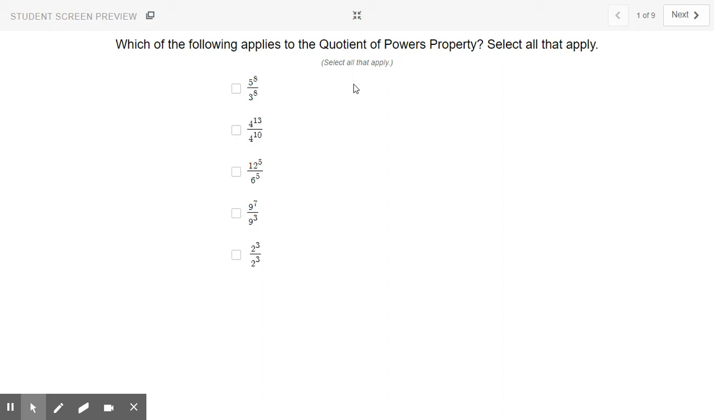the same. So when I look at just that part of the property, I notice the first one, the bases are different. Second one, the bases are the same. Third, different. Fourth, same. And the fifth, the bases are the same.